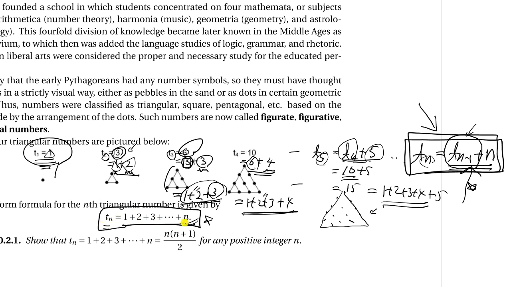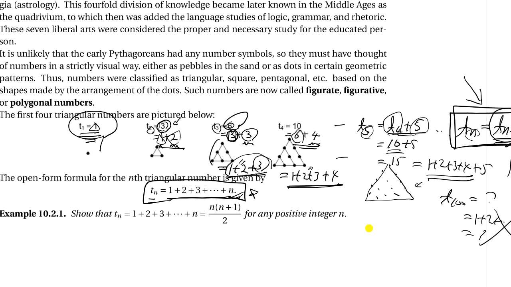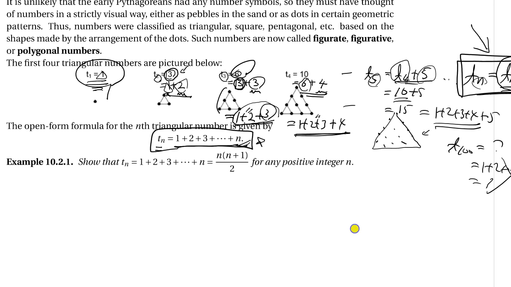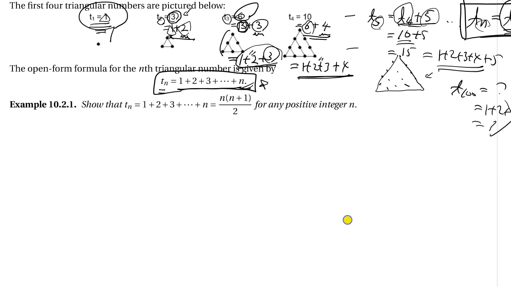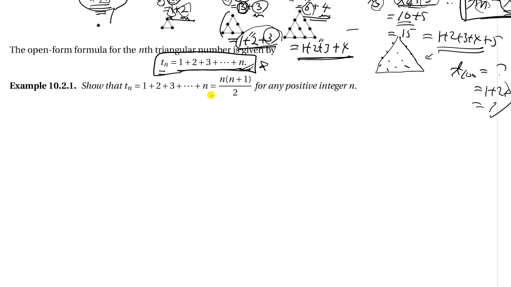We can calculate, right? But still, what is going to be T100? Then we have to calculate 1 plus 2 plus, okay, up to 100, right? So 1 plus 2 is 3. We don't want to do that, right? It takes too long, okay? So mathematicians try to find an easier way to calculate it, and this is the formula.